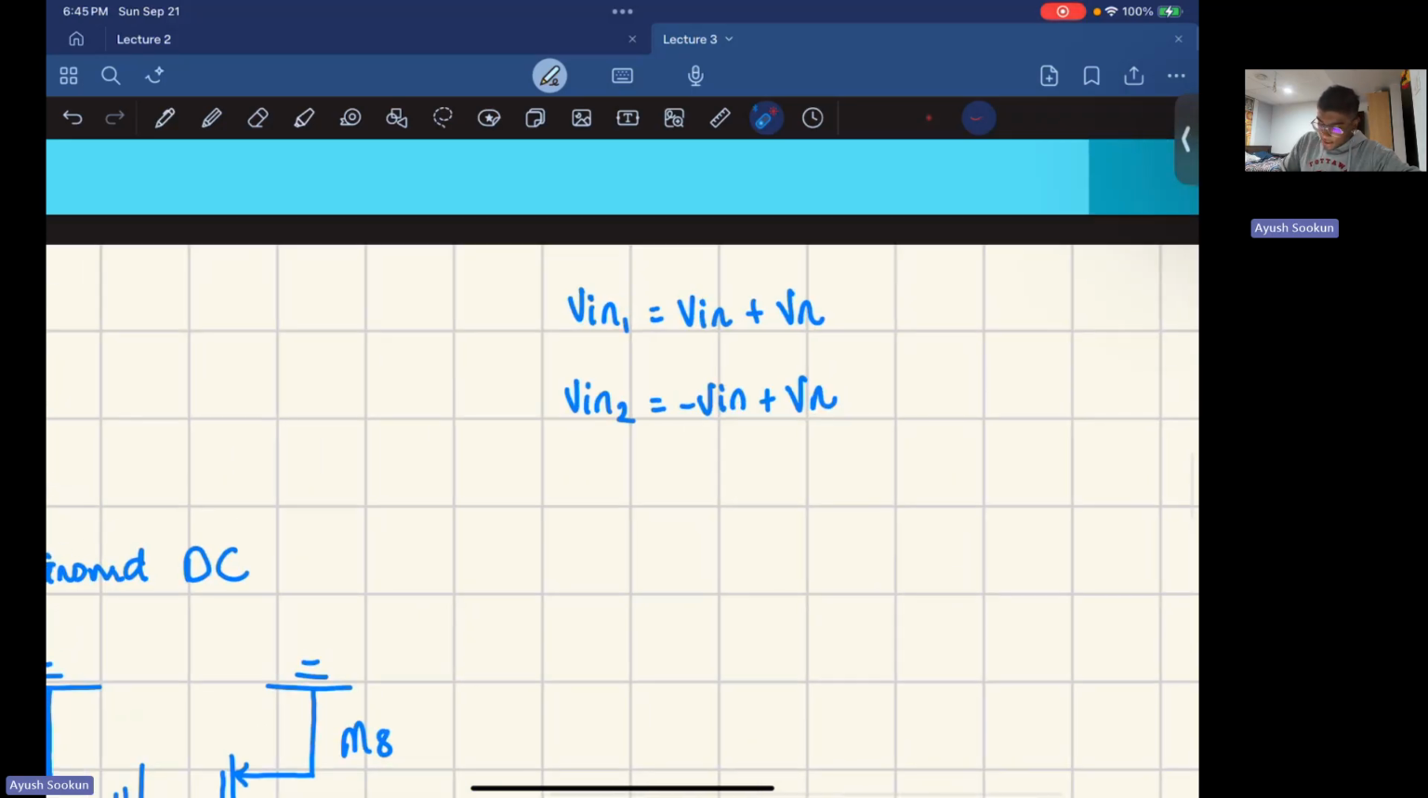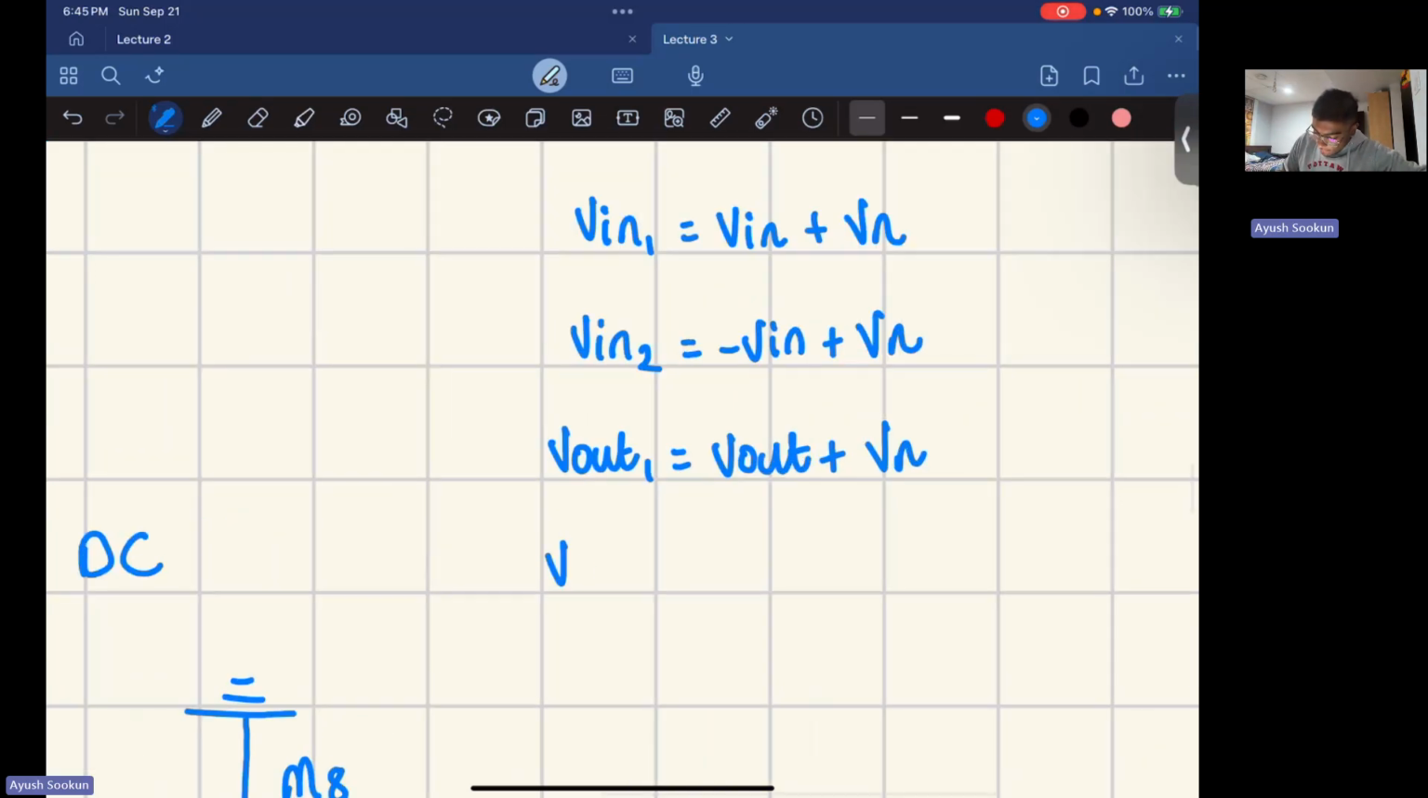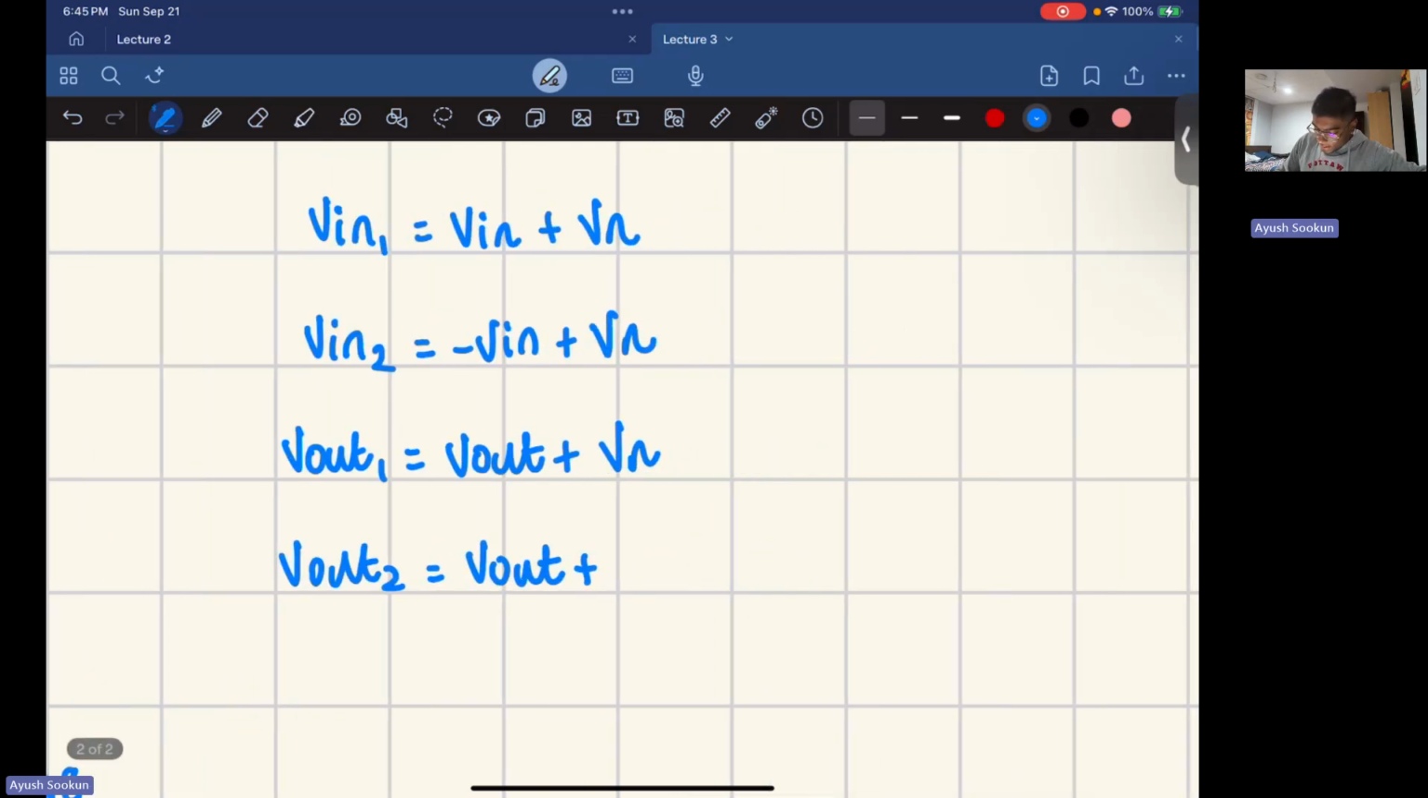Okay? And as such, we have our output voltage. So V out 1 would be equal to V output plus Vn. What is Vn? It's the noise, right? The noise on the input is still going to exist at the output, naturally. And we have V output 2. This is equal to minus V output, why? Because of the 180 degrees phase shift again, plus Vn.